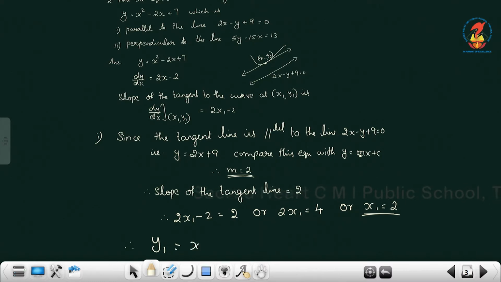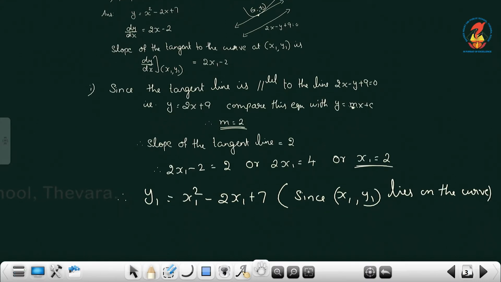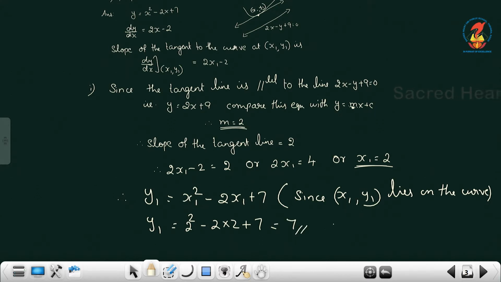x1 square minus 2x1 plus 7, since x1 comma y1 lies on the curve. So substitute 2. Therefore y1 is equal to 2 square minus 2 into 2 plus 7. 4 minus 4 cancel, so y1 is equal to 7. Therefore the point of contact is 2 comma 7.